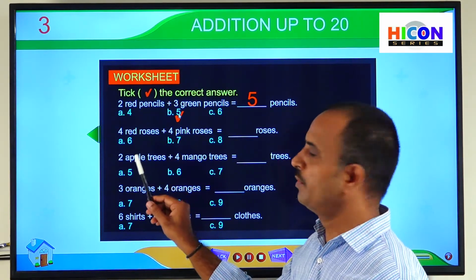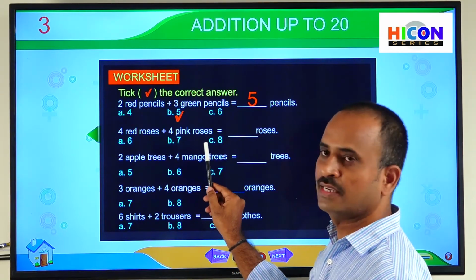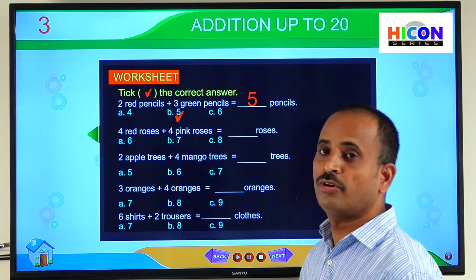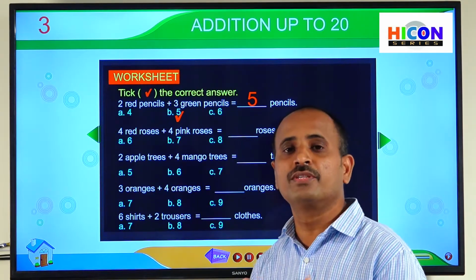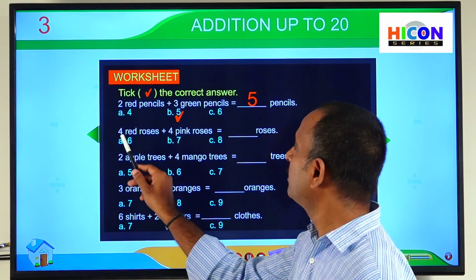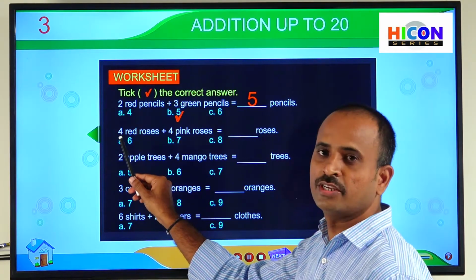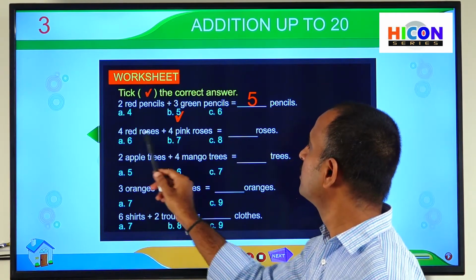So read the second problem. 4 red roses plus 4 pink roses is equal to how many roses? So children, there are 4 red roses and 4 pink roses. Total how many roses are there? How many means total, so we have to add these 2 numbers. So what are the 2 numbers here? The first number is 4 and second number is also 4. So now we have to add these 2 numbers.